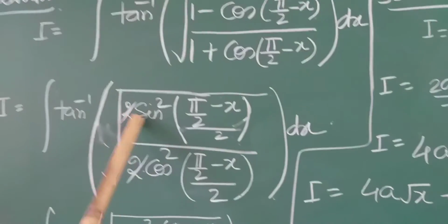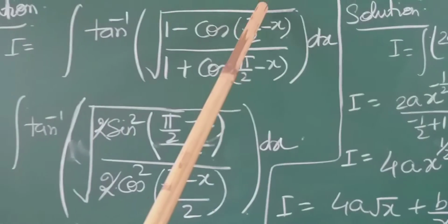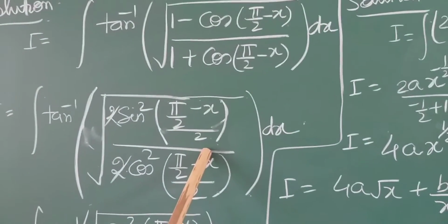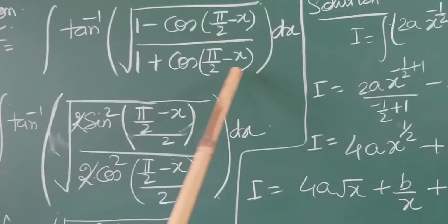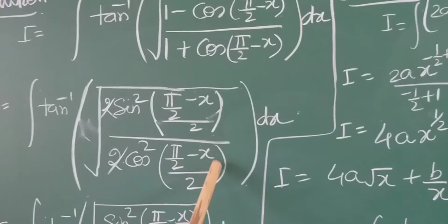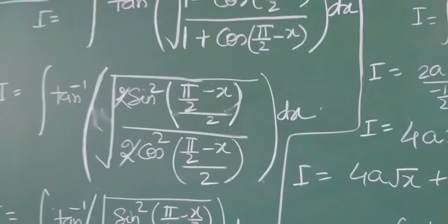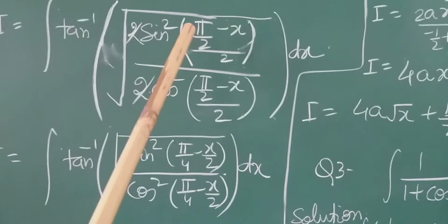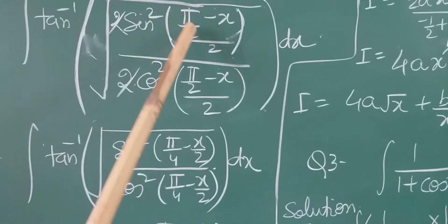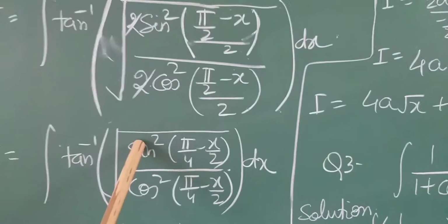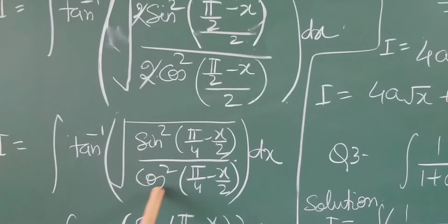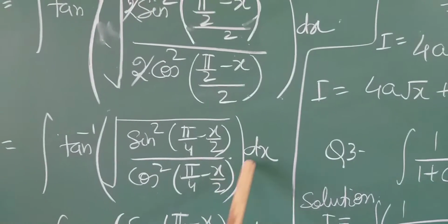So 2 sin square, this is the theta, (pi by 2 minus x) by 2, and in the denominator 1 plus cos theta equals 2 cos square of (pi by 2 minus x) by 2. The 2s cancel. Now pi by 2 upon 2 minus x by 2 means pi by 4 minus x by 2. So sin square (pi by 4 minus x by 2), similarly in the denominator cos square (pi by 4 minus x by 2) dx.